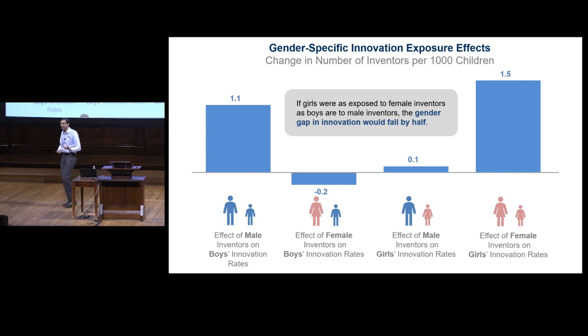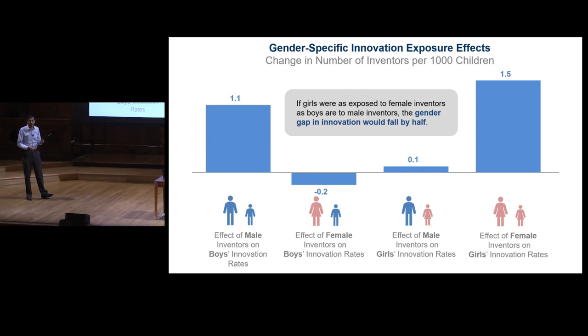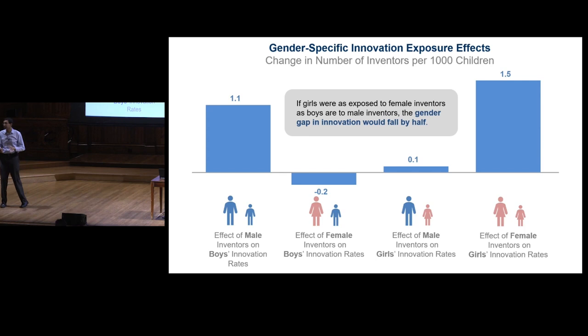Now, the magnitudes of these effects, again, are quite large. One way to think about it on the gender dimension is that if girls were as exposed to female inventors as boys currently are to male inventors, the gender gap in innovation would fall by half. You remember in the last lecture I showed you that something like 15% of patents today go to women, so there's still an enormous gender gap in innovation even today. What this chart is showing you is that if, magically, you had the same fraction of female and male inventors kids were exposed to, that 15-85 gap would shrink in half. You'd immediately close half of the gender gap in innovation.